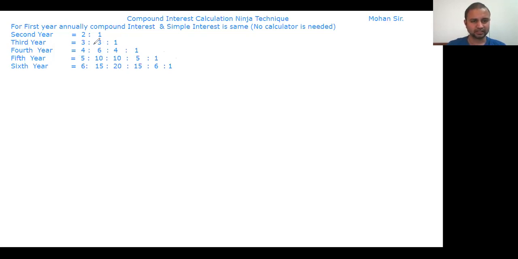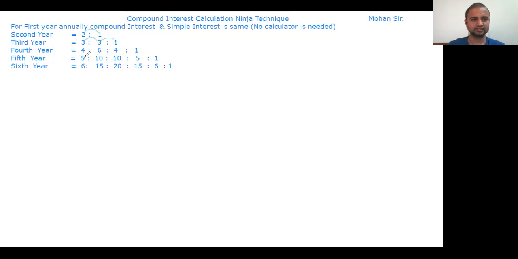Now, how do we get these numbers: 3, 6, 4, 10, 10, 5, 15, 20, 15, and 6? For that, there is an easy way. If we add 2 plus 1, we get 3. Now, this one we have previously written. Then again, as we add 3 plus 3, it becomes 6. This 6 we get from here. Then again 3 plus 1, this 4 is 3 plus 1, and the last one we have already written.